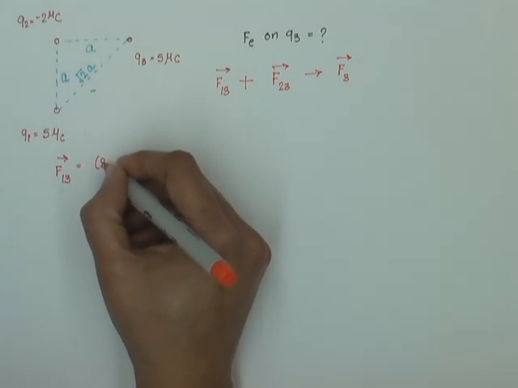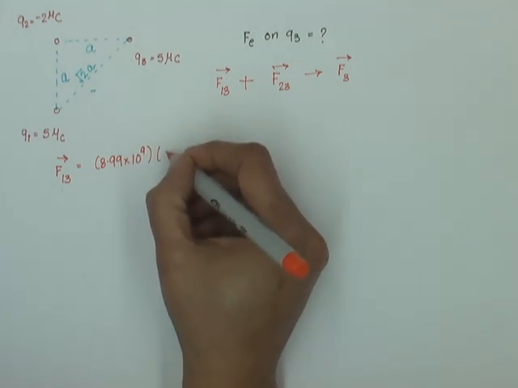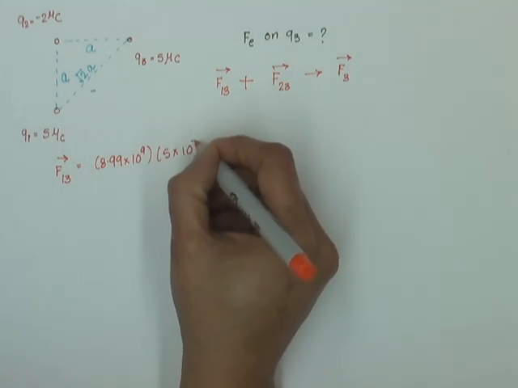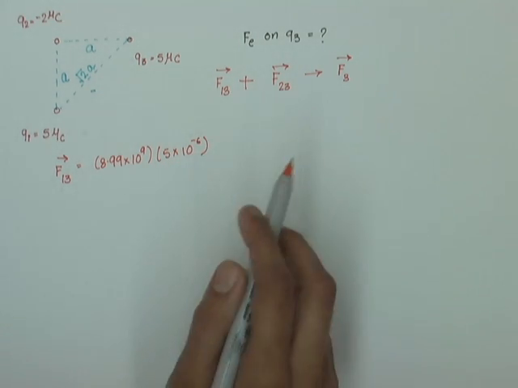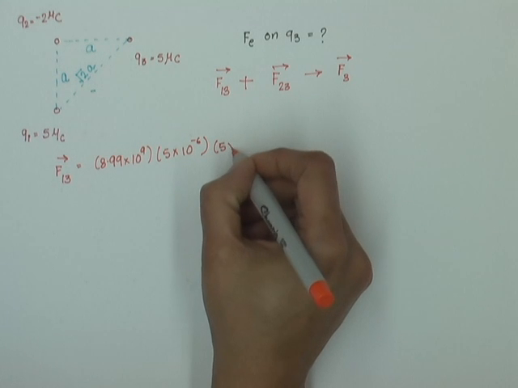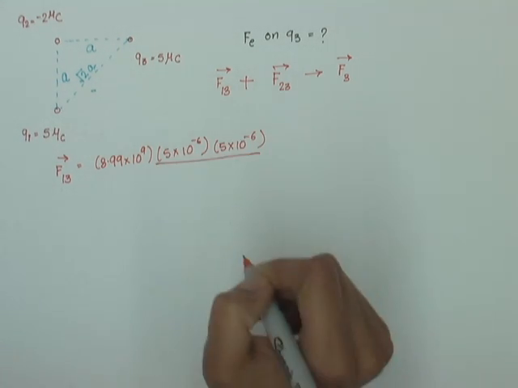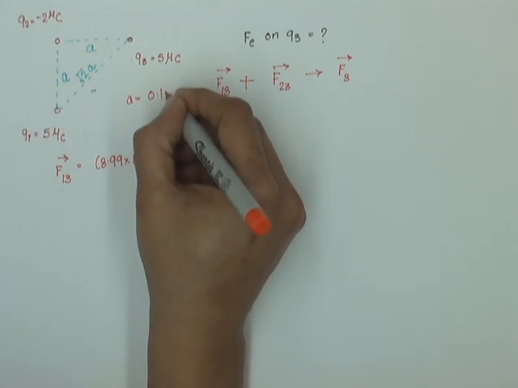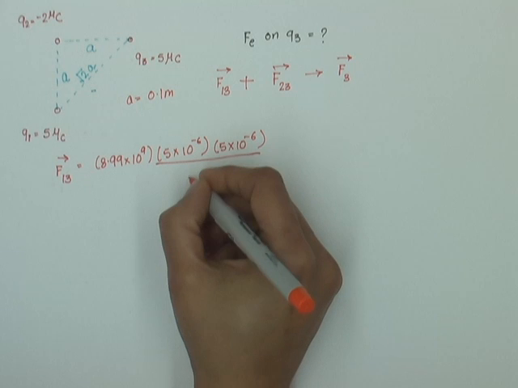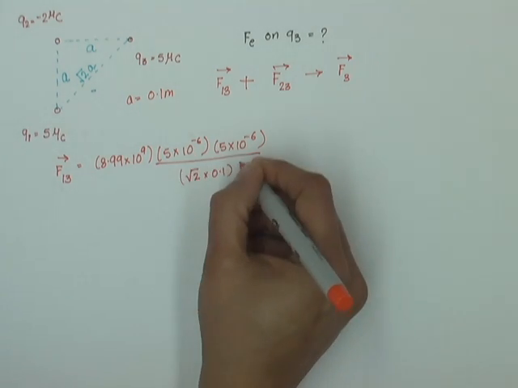So I will find out F13 as K, which is 8.99 into 10 raised to 9, times Q1, 5 microcoulombs. I'll write it as 5 into 10 raised to minus 6. Remember this 10 raised to minus 6, do not forget that. 5 into 10 raised to minus 6 is my Q3, and over R squared, where my A is 0.1 meter, and R squared is basically square root of 2 into 0.1 squared.